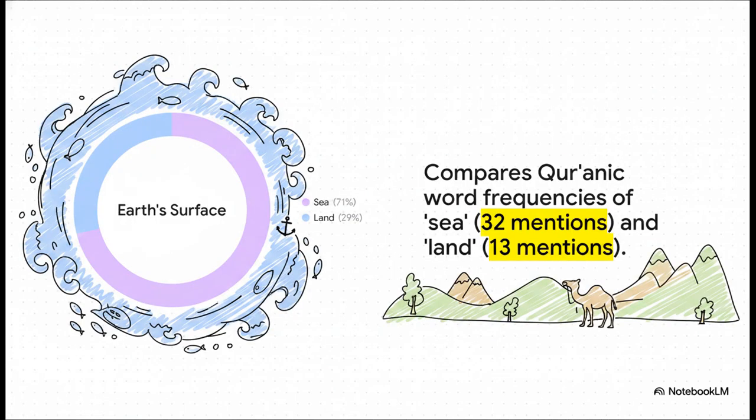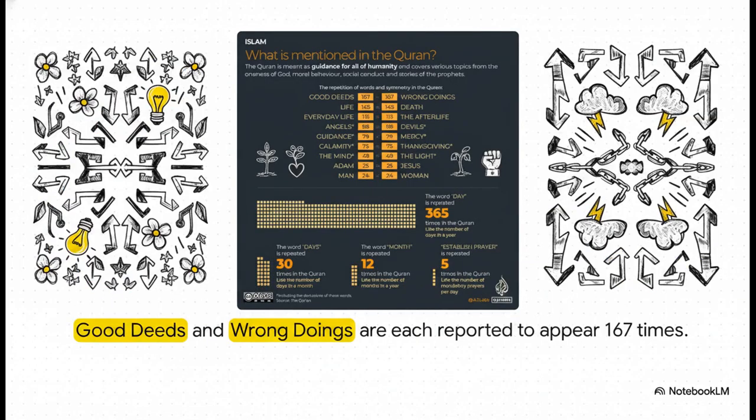Now here's a totally different kind of clue they look at. This one's all about word counts. The analysis points out that the word for sea shows up 32 times, while the word for land appears 13 times. Okay, so what? Well, if you do the math and figure out the percentages, sea makes up about 71% of those mentions, and land makes up about 29%. And that, as the chart shows, is an almost perfect match for the actual ratio of water to land covering the surface of our planet. And it doesn't stop there.